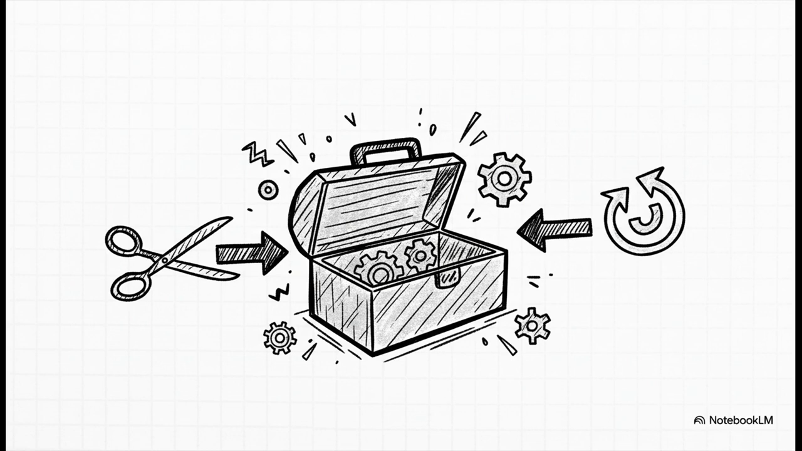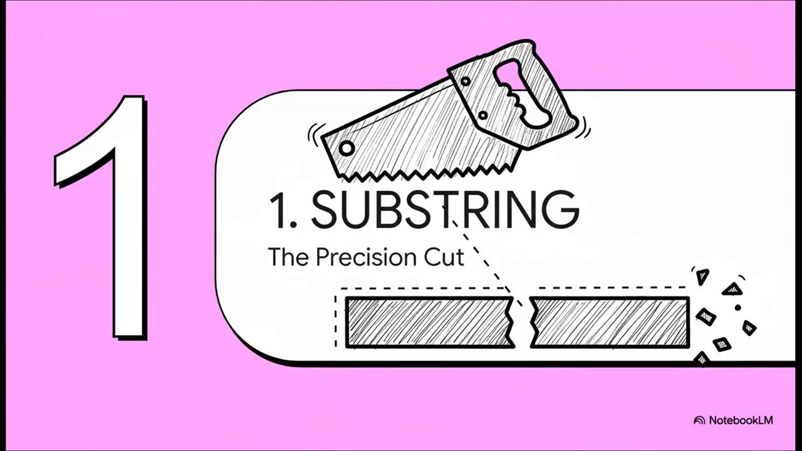I like to think of it like this. You wouldn't try to build a table with just a hammer, right? You need different tools for different jobs. And today, we're adding two absolutely essential tools to your data shaping toolbox. We've got one for making those really precise cuts and another one for doing quick swaps. Okay, first up, let's talk about our first tool.